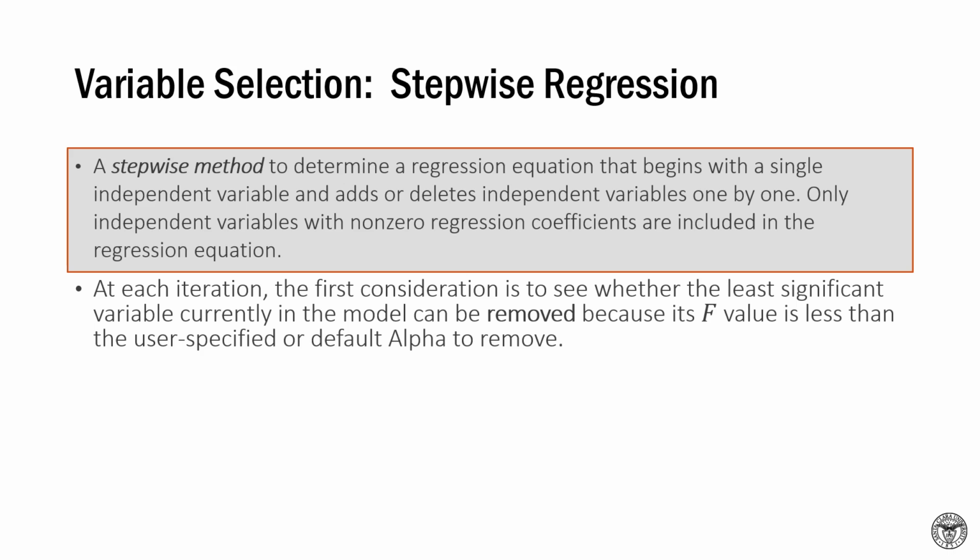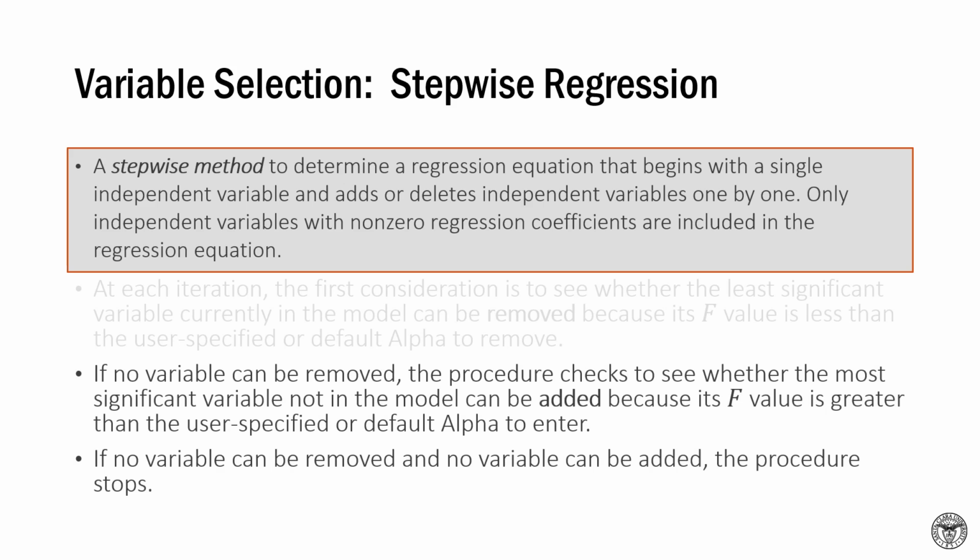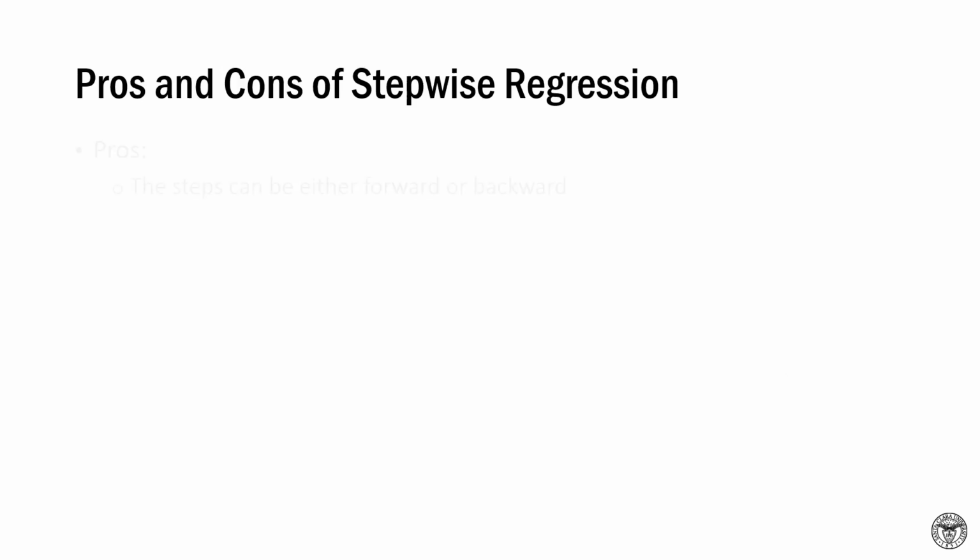At each step, the independent variable not in the equation, which has the smallest probability of F, is entered if that probability is sufficiently small. Conversely, variables already in the regression equation are removed if their probability of F becomes sufficiently large. This process is repeated until no more significant variables can be added or removed. Stepwise regression has both advantages and disadvantages.